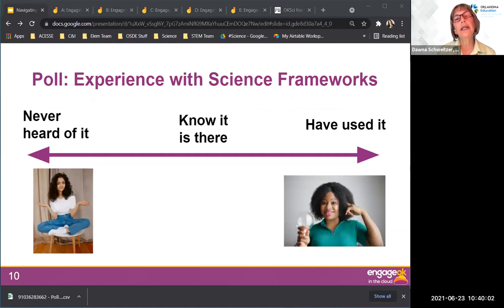Okay, this next one is the frameworks are actually not new. We have redone them to correlate with the new standards, but the frameworks have been around for a long time. So this question is just asking how many of you have experience with the science frameworks, including the old ones? Is it that you've never heard of them? You knew it was there, but you really didn't ever click on them, or you've used them a lot in the past. So I'm going to ask you to take a poll just to see where we are on recognizing that the frameworks even exist.